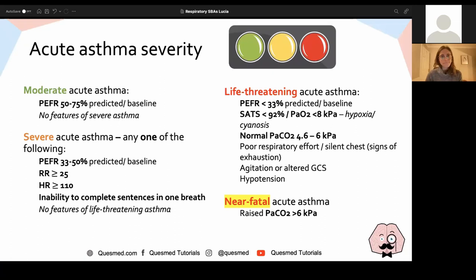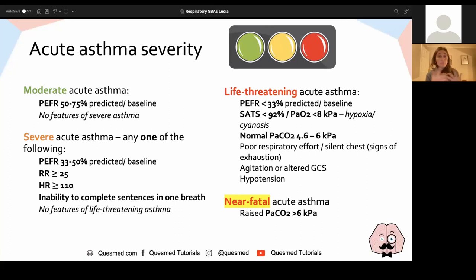So a PEFR of between 33 to 50%, so below that 50% mark, an elevated respiratory rate of equal or above 25, a heart rate that's also elevated, so they're tachycardic at 110 or above, and they might not be able to complete sentences in one breath, so patients are becoming puffed out. Again, if you have any features of life-threatening asthma, then that's what we class it as, okay? So in life-threatening, you have an even lower peak expiratory flow. You start seeing how this goes, and they'll become hypoxic at this point.